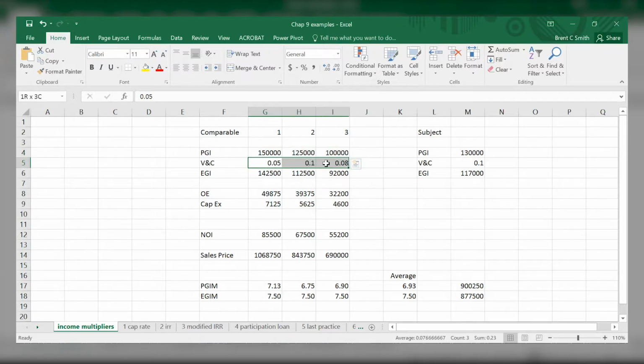Here's our vacancy and collection issue that they dealt with, and so then we're left with EGI. All right. We have operating expenses for each of those, and it's estimated at 35% of the total EGI. Okay? So basically what I'm doing is I'm doing our little pro forma that we saw in the learning glass, trying to get to NOI. So then the other thing that I need to incorporate is this CapEx.